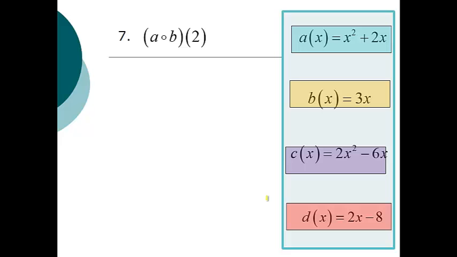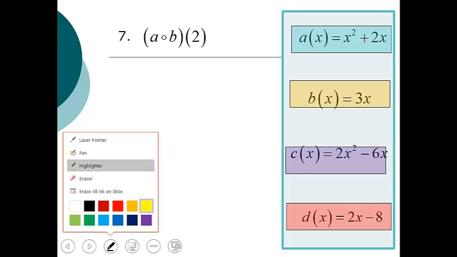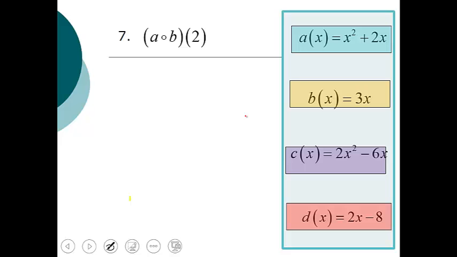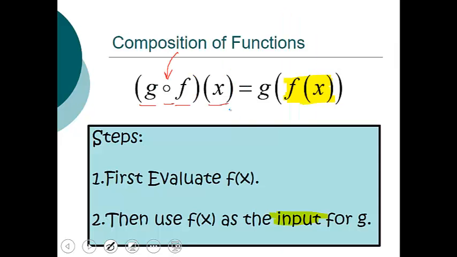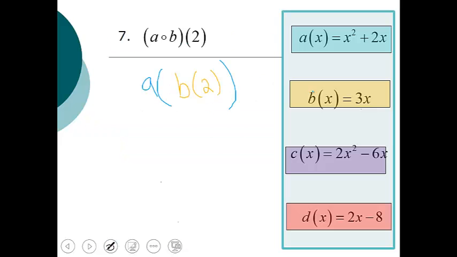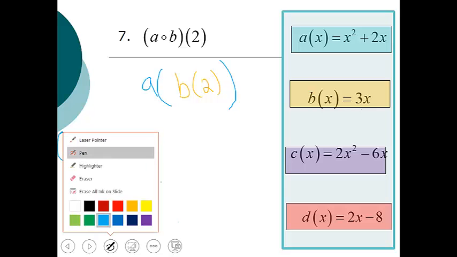So here we go. I've got my a of b of 2. What I did is I rewrote this in terms of the function form from the previous slide. The only difference is instead of having x here, we now have a number. So it's a of b of 2. What we have to figure out first is what b of 2 is.